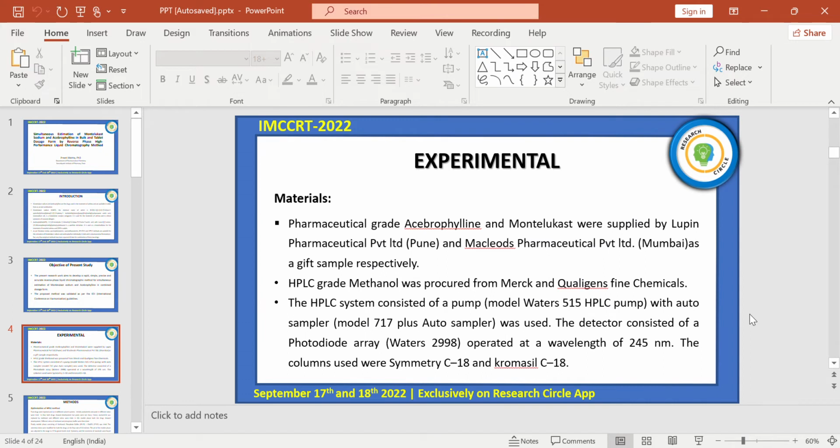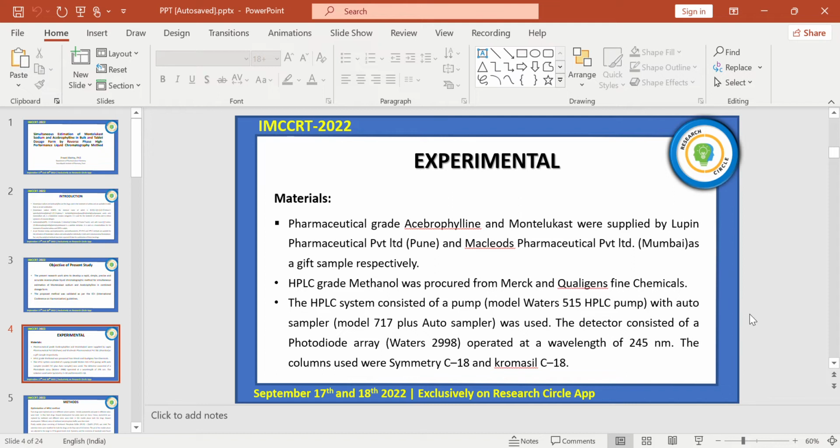The materials required for this work: the pure drugs Acebrophylline and Montelukast were supplied by Lupin Pharmaceutical and MacLeod's Pharmaceutical respectively. HPLC grade methanol was procured from Merck and Qualigen Fine Chemicals.